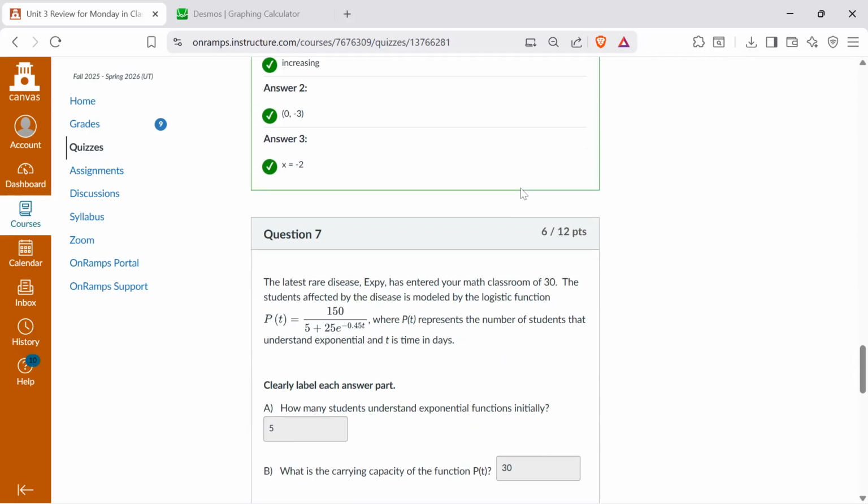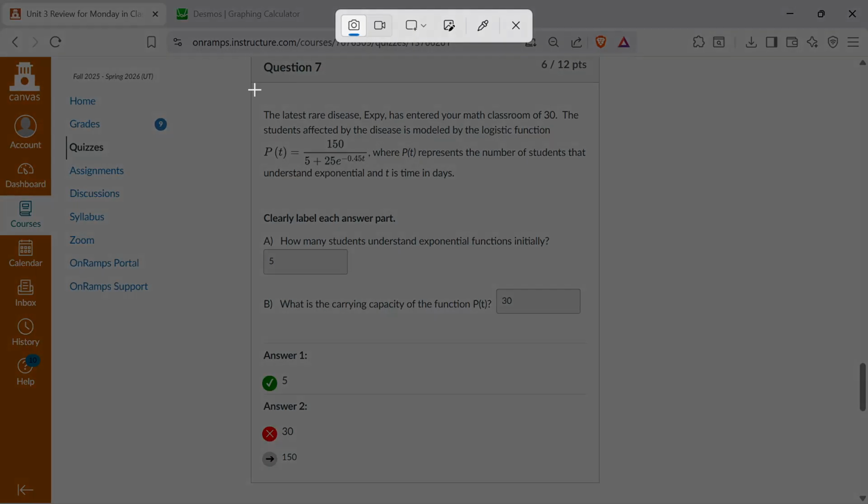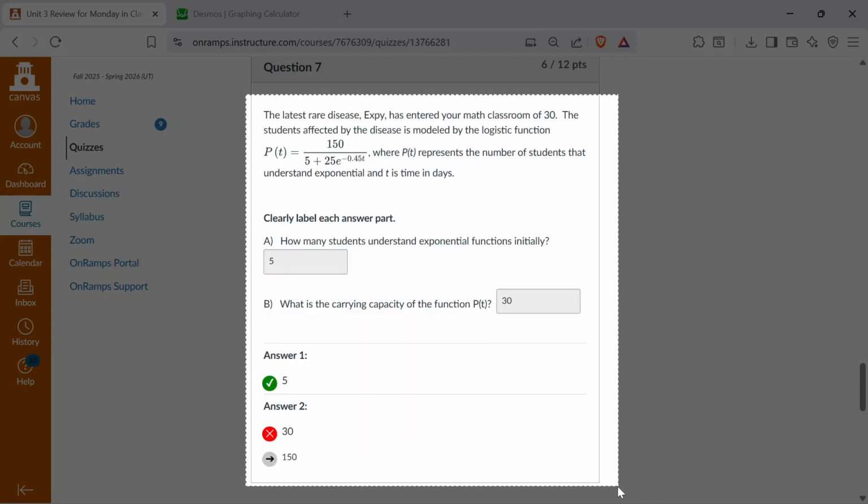So there's that question. Here's the one where this student put in an answer, and it was marked wrong, but the student's answer is actually correct.